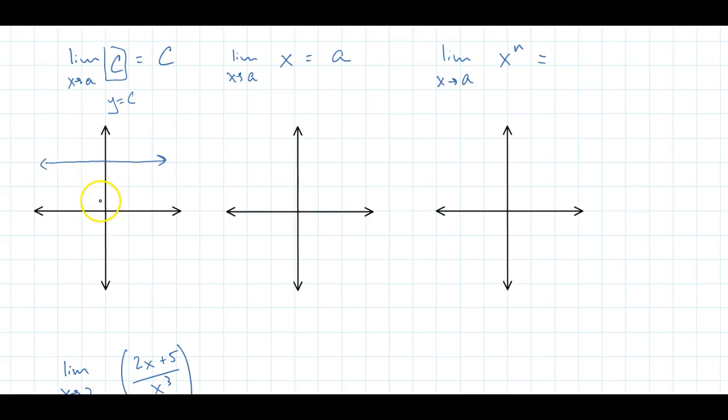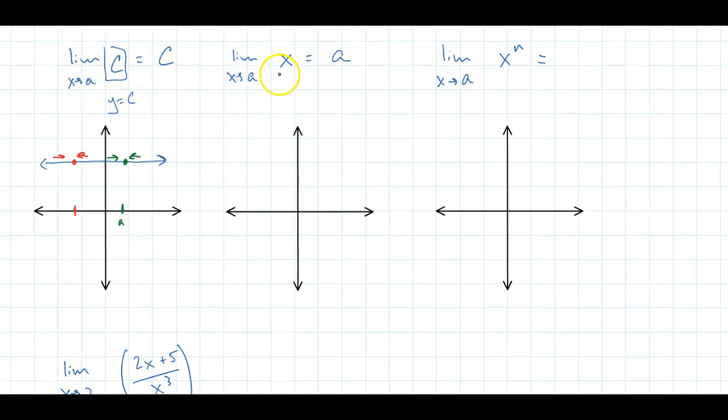No matter where you pick the a value, if I pick it right here, all of the y values are approaching that same value. If I pick my a value right here, all of my y values are approaching the same thing. No matter where I pick my a value, the y value is going to be the same. It makes sense because the y value is constant. It's always going to be the same. So the limit of a constant is the constant.